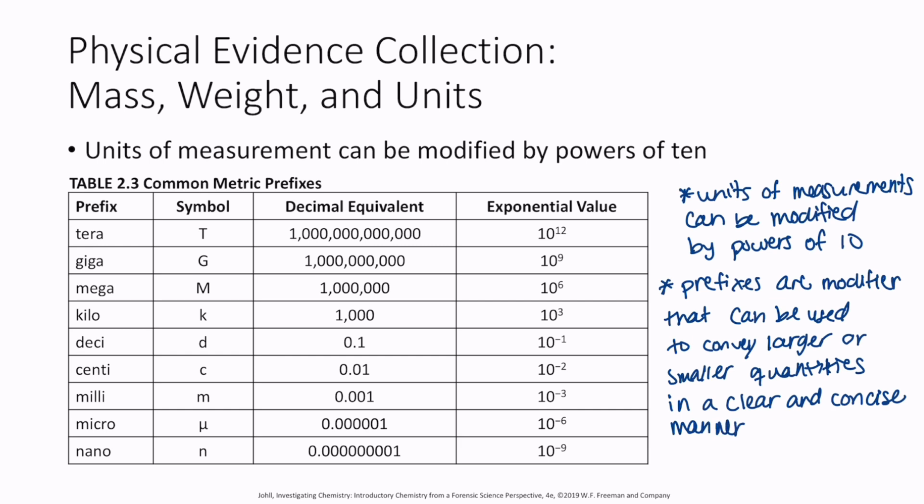Again, like I said, I can easily say there are 1,000 milliliters in a liter. Or I can say there are 1 million microliters in a liter. I can say there are 1 million micrograms in a gram. That is very clear. It is concise because I can do it very quickly if I know the metric system.